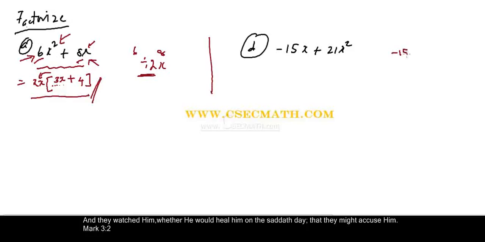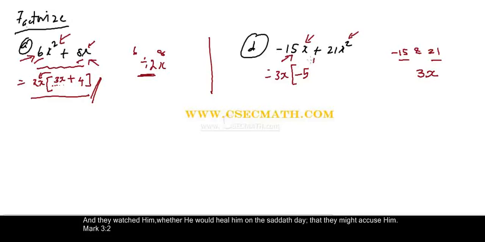Now between negative 15 and 21, the only number which could divide these two quantities would be the number 3. So I see the presence of a x and a x squared, so I would be taking 3x. So this can be rewritten as 3x times the number that when multiplied with 3x should give me negative 15x. So that would be negative 5 times just negative 5, because the degree of x is just 1. So negative 5 times 3x would give us negative 15x.